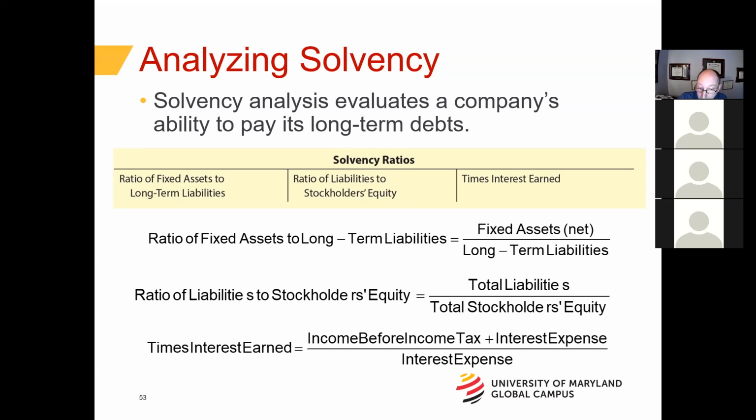You're probably wondering, Dr. B, where can I find these things? Times interest earned items are found on the income statement. Income before income tax, you'll find toward the very bottom of the income statement. And you'll also find interest expense on the income statement.